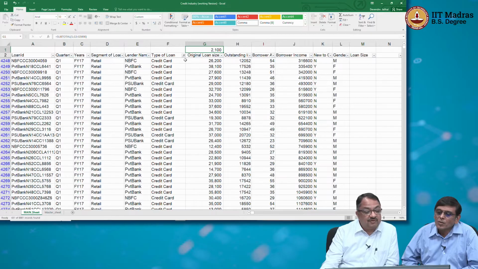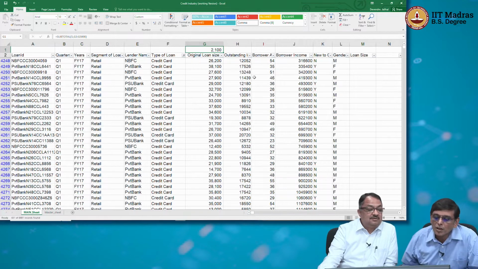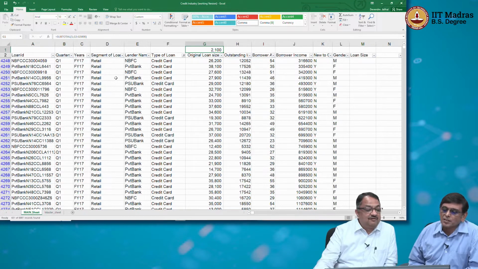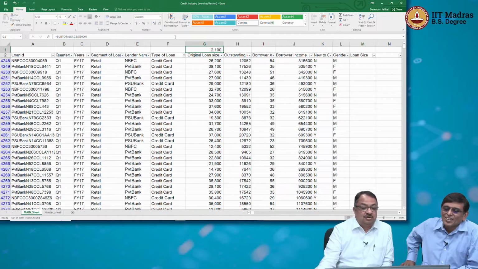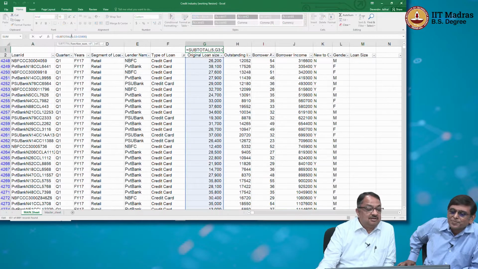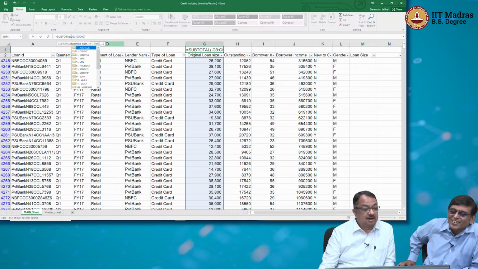So the smallest loan size. Subtotal, 5 comma. 5 is telling me what function to use. 5 is min. If I click on this, it will tell you. So 1 is average, 2 is count, 3 is count A, 4 is max, 5 is min.